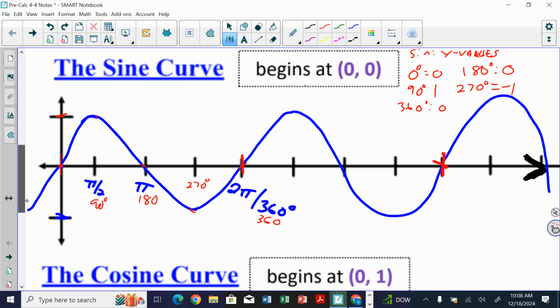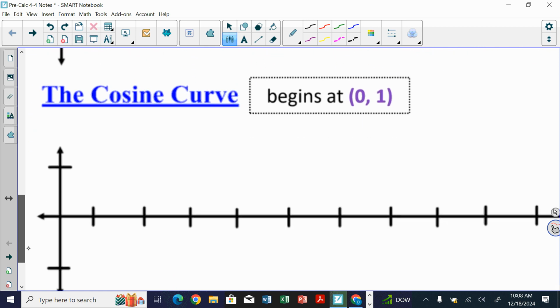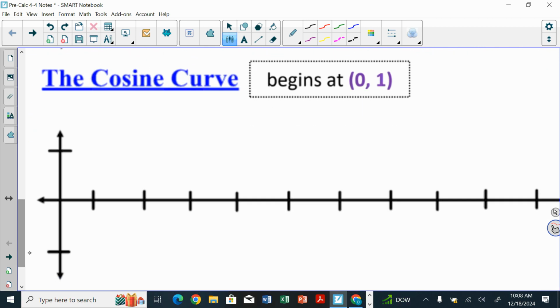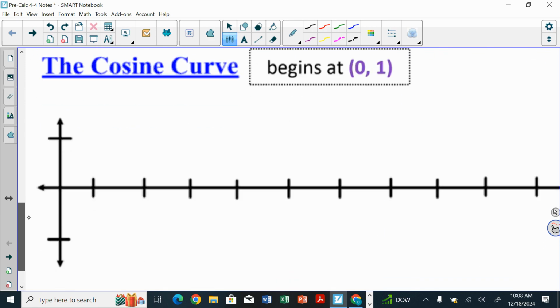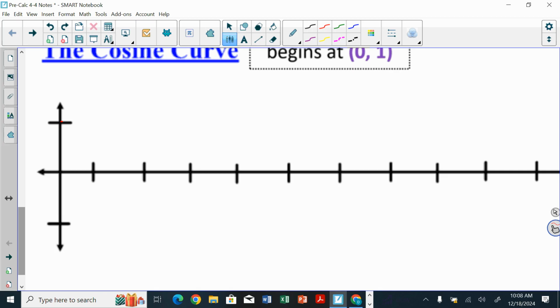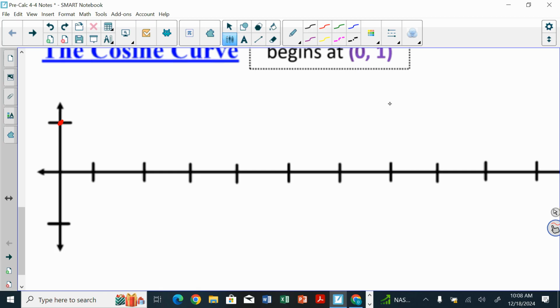Cosine, a little bit different, right? So cosine, we talked about it being a horizontal shift. So cosine begins at 0, 1. So this graph here is actually going to start up here at 0, 1, okay? So if we put this one here, and then we'll talk about the horizontal shift as it goes, but it starts up here, but it does the same action. It's just shifted a little bit.